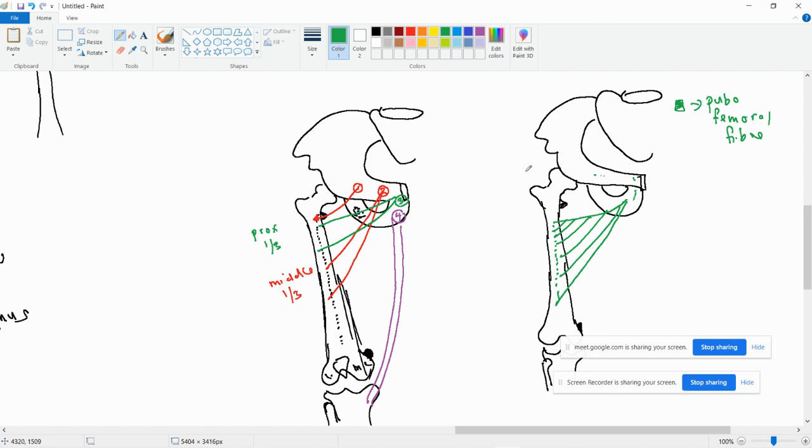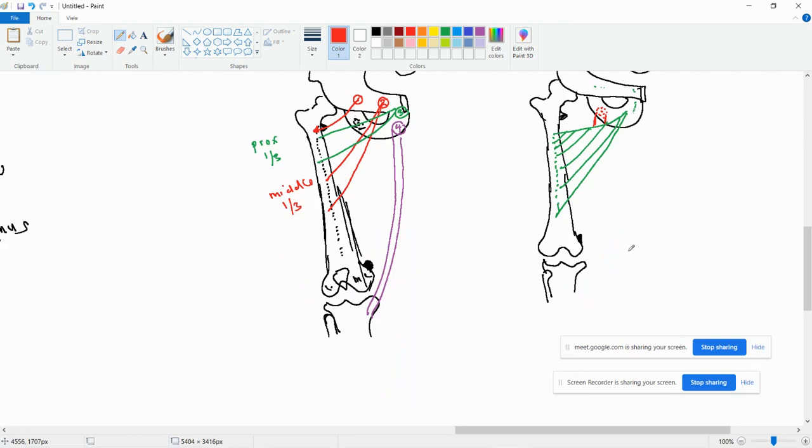The second fiber is located posteriorly. Where does this muscle come from? It comes from your ischial tuberosity, and this muscle moves downward and attaches into the adductor tubercle. Because this is your adductor tubercle.